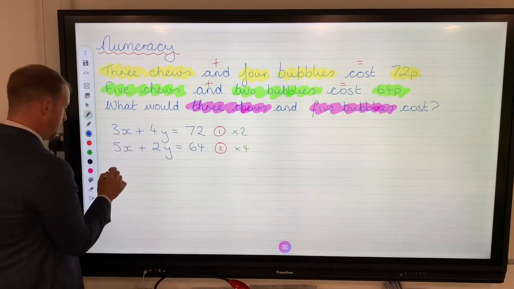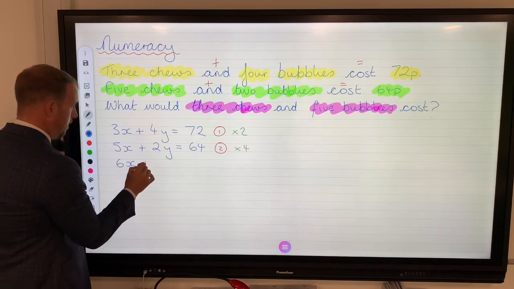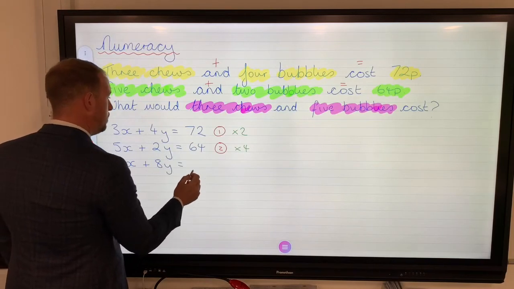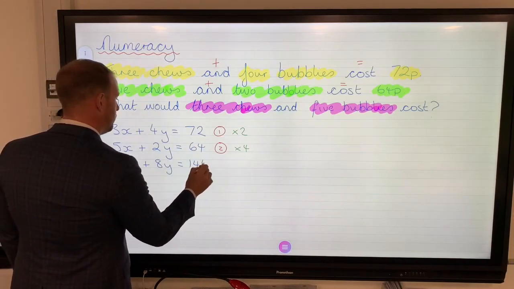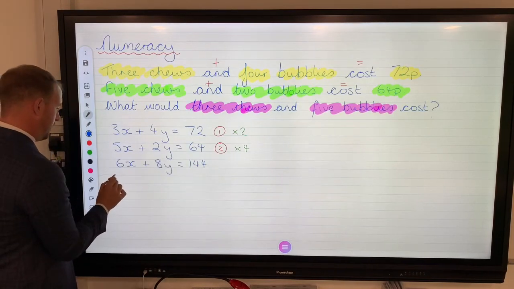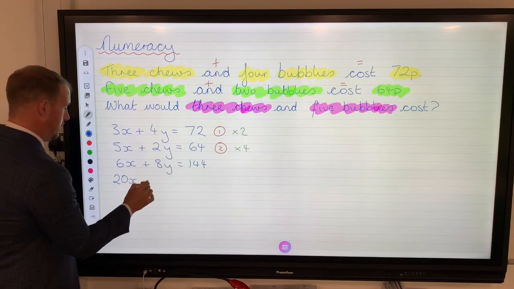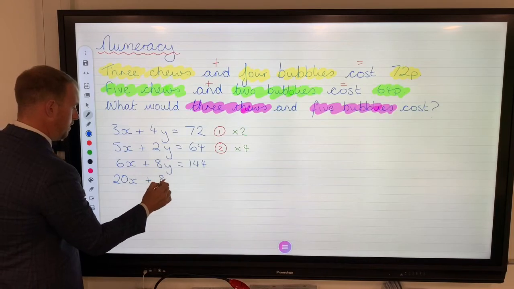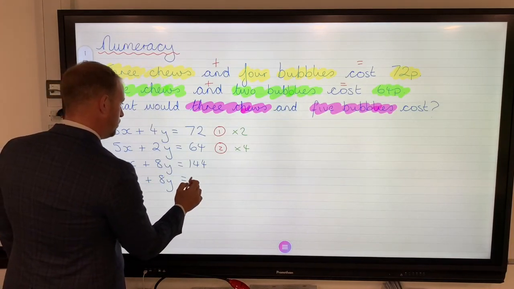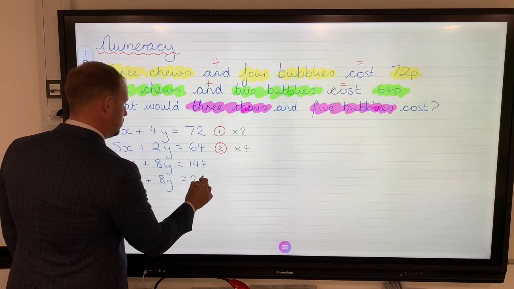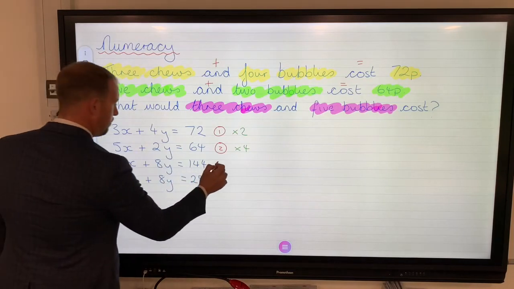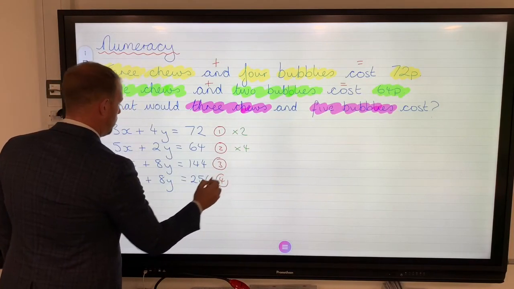So 3x times 2 is 6x. 4y times 2 is 8y. 72 times 2 is 144. Times this one by 4. Well, 5x times 4 is 20x. 2y times 4 is 8y. 64 times 4, 4 times 60 is 240, so that's 256. Right, so I've now got equation 3 and equation 4.